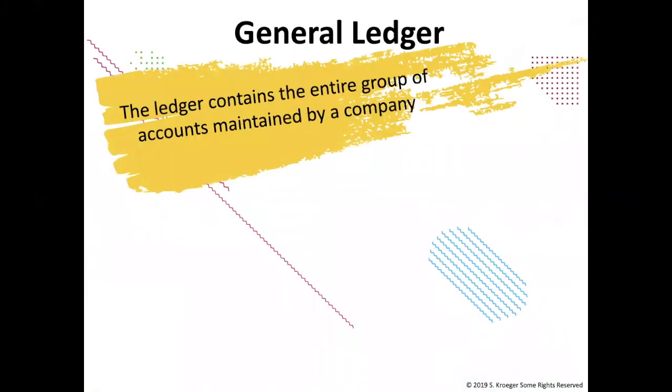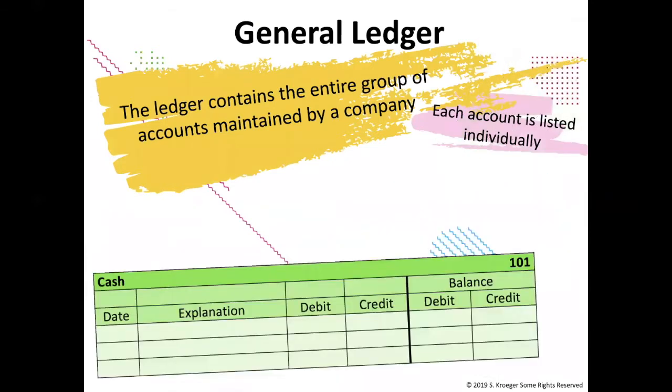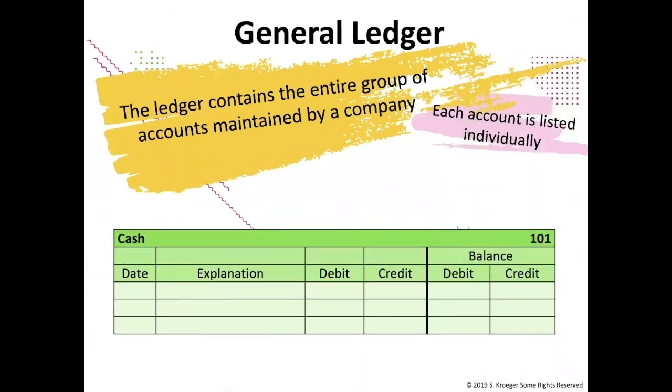As I stated on the last slide, the ledger will maintain the account balance of each account. Each account is listed separately, so they are not all mixed together. Let's take a look at what the ledger looks like. This is an example of a cash ledger account. We have the account name at the top, along with the account number of 101.